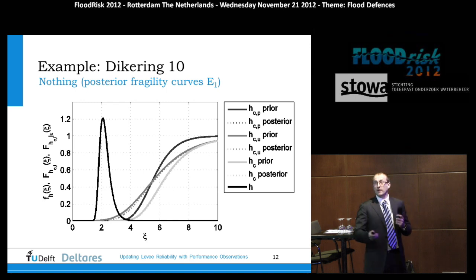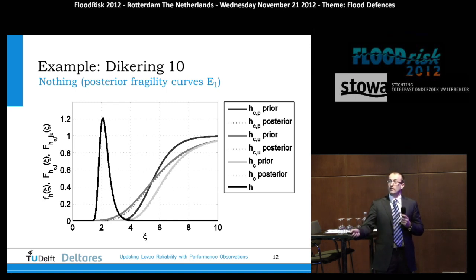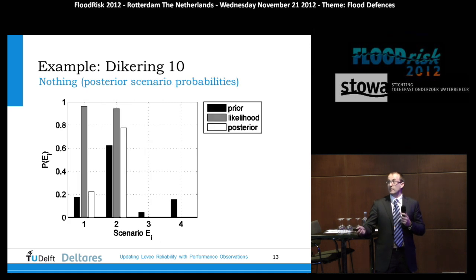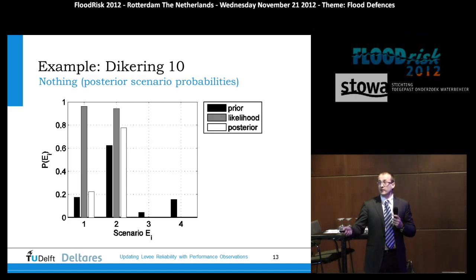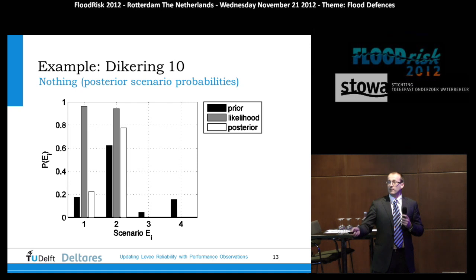Suppose we hadn't observed anything here, the fragility curves would shift slightly down. So the probability of failure, the conditional one on the water level, would be slightly lower. But these scenario probabilities here shift towards the left side. So in black you have the prior, the likelihood in gray, the posterior in white.